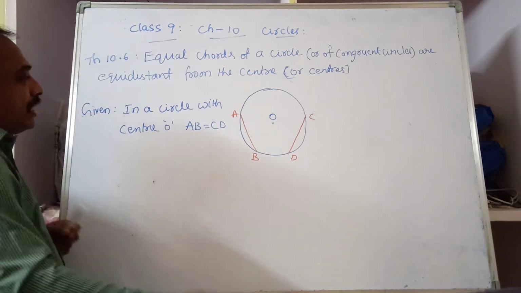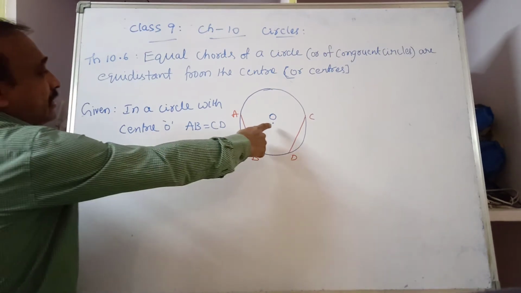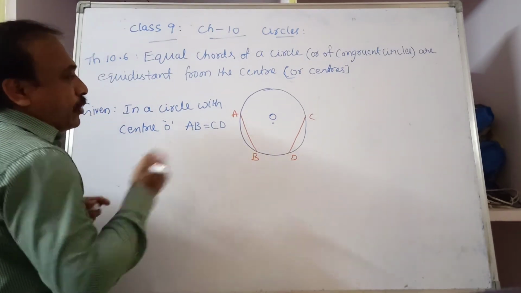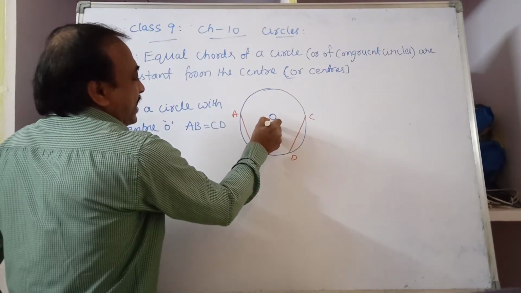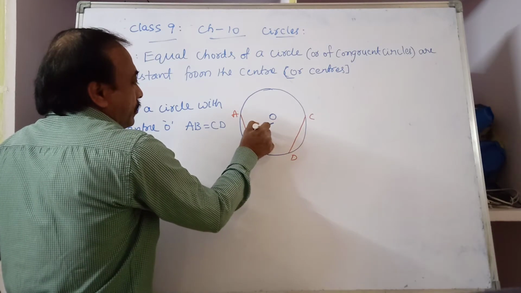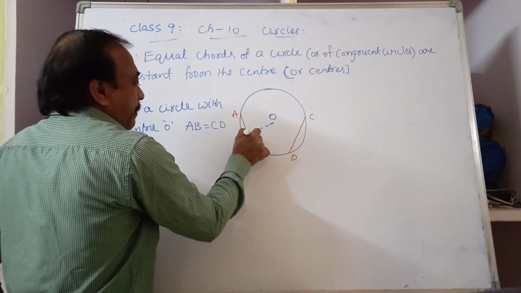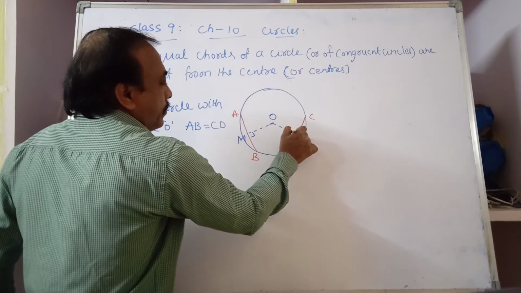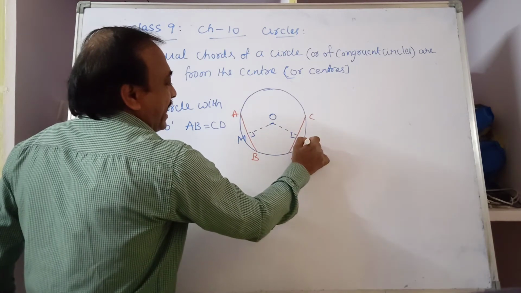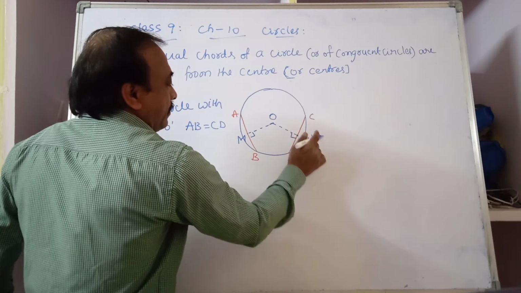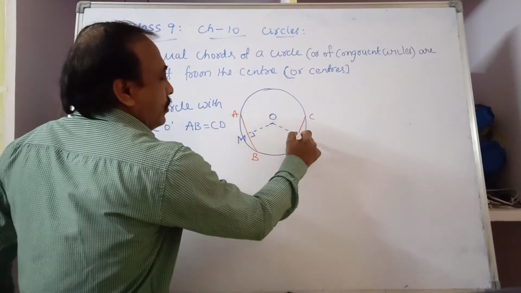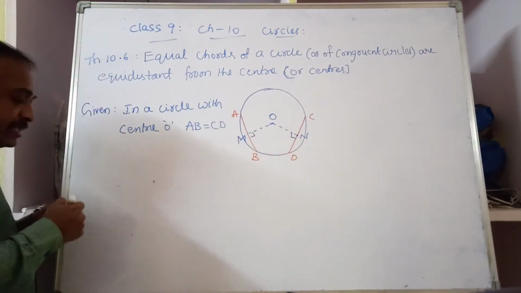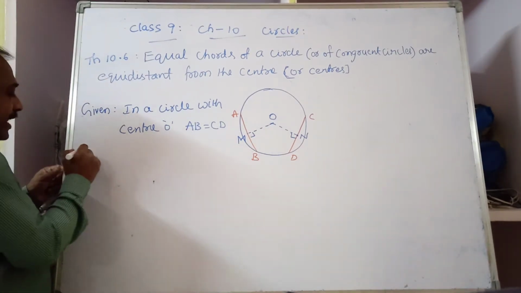So first we write the construction. Then we have to prove that they both are at equal distance from the center. So from here, just draw the perpendicular. You are constructing perpendiculars. This is the perpendicular and I am writing it as M. And from here to here, this is the perpendicular and I am writing it as N. So now we have M and N, they are perpendiculars.